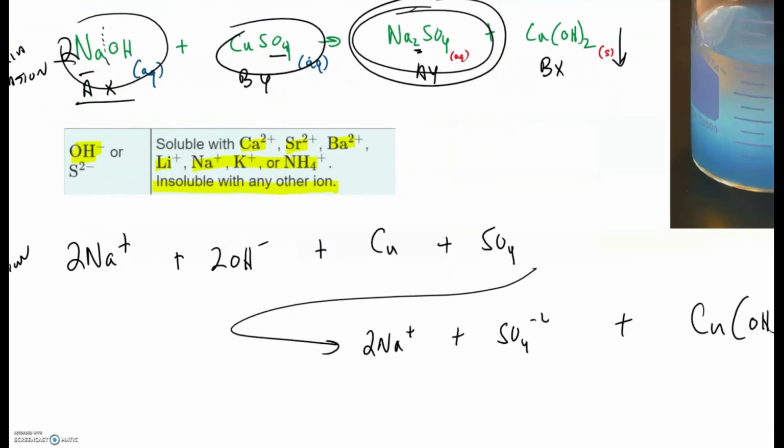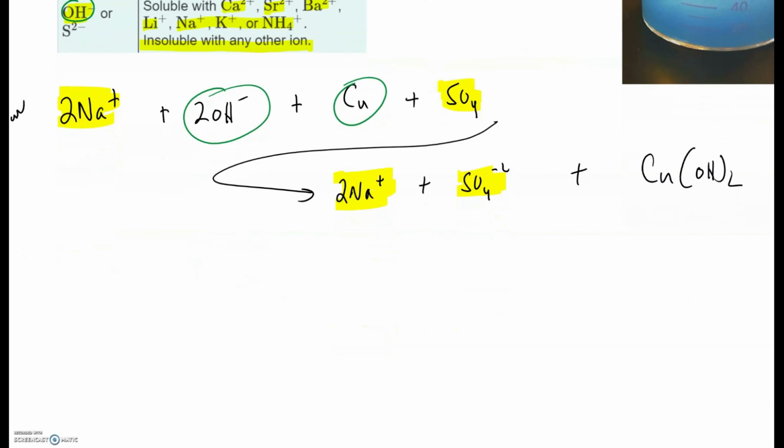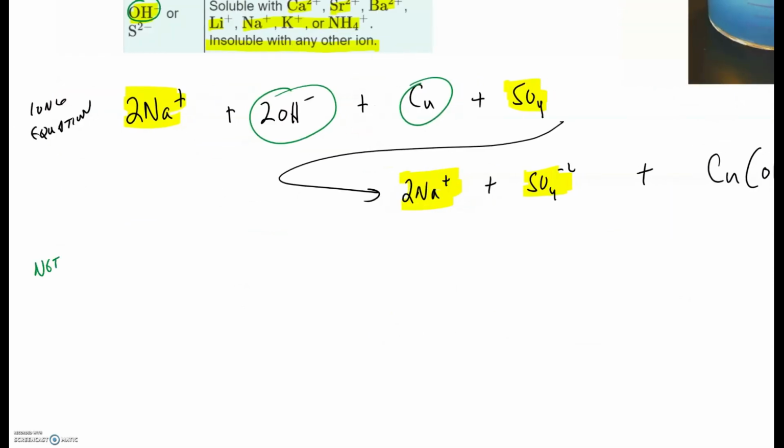That means we want to eliminate all the spectator ions. Remember, spectator ions are the ones that don't do anything. They look exactly the same on both sides of the equation. That means the sodium looks exactly the same. It's not doing anything. And the sulfate looks exactly the same. It's not doing anything. What's involved in the precipitation reaction? Copper and hydroxide, which we know because hydroxides aren't soluble with any ion that isn't calcium, strontium, barium, lithium, sodium, potassium, or ammonium. So what is going to be our net ionic equation with all of these spectator ions eliminated?